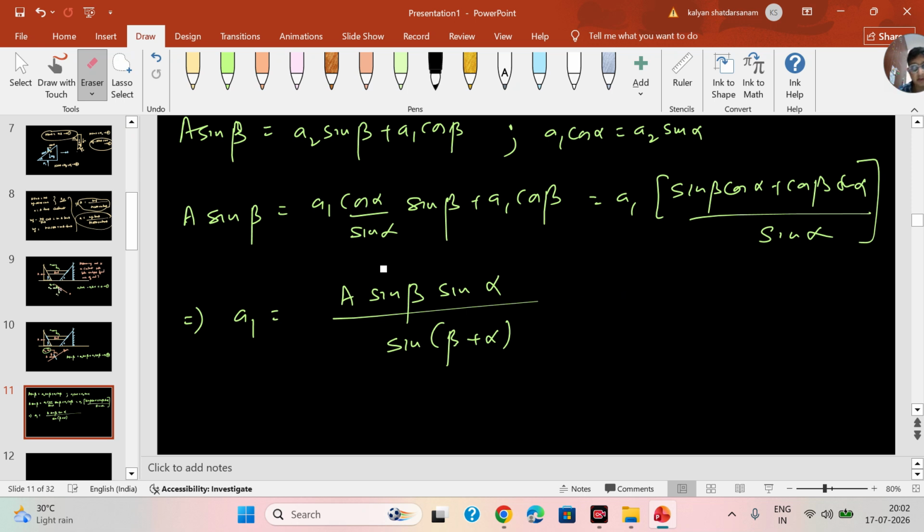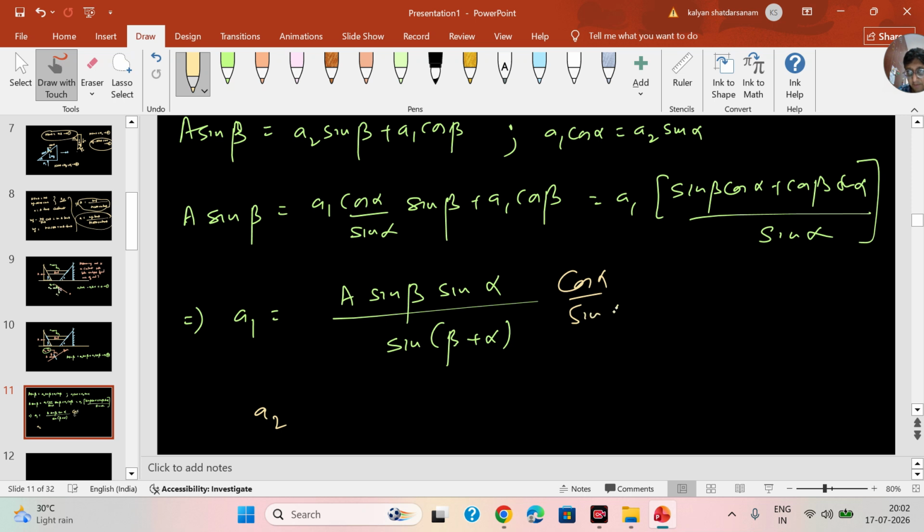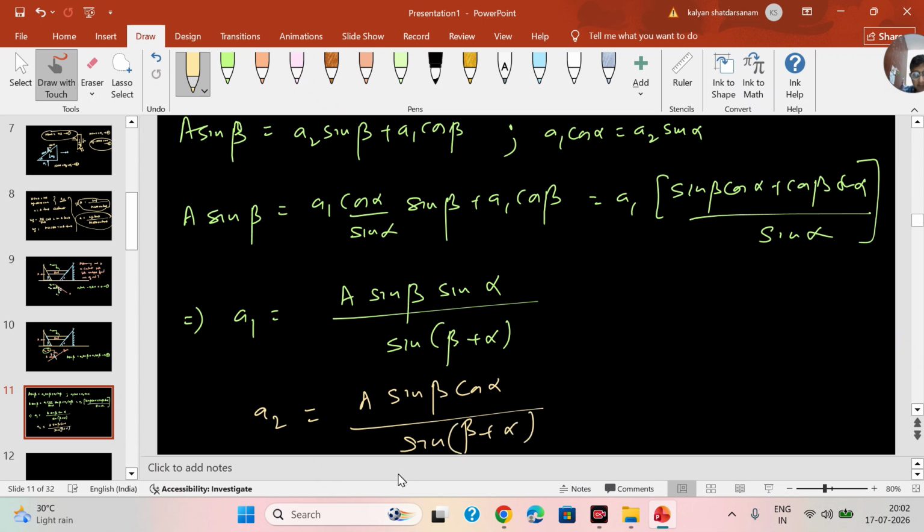Okay. Now, what about A2? A2 should be A1 into cos alpha by sin alpha. Then sin alpha will get cancelled, right? So it will be A sin beta cos alpha by sin beta plus alpha. That will be A2. But I want the total acceleration of the rod.